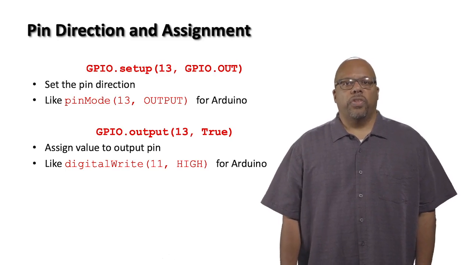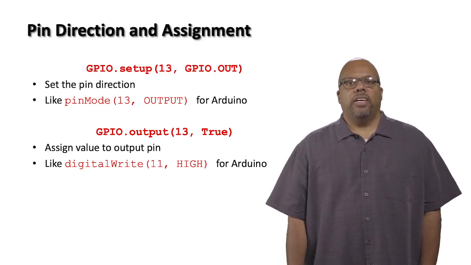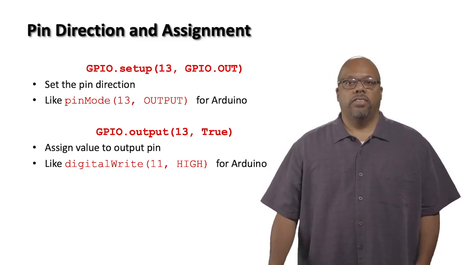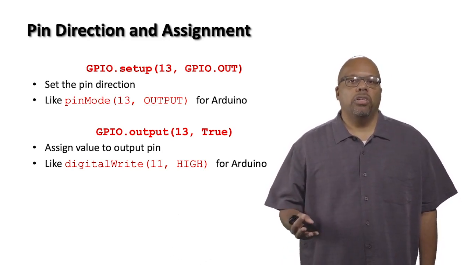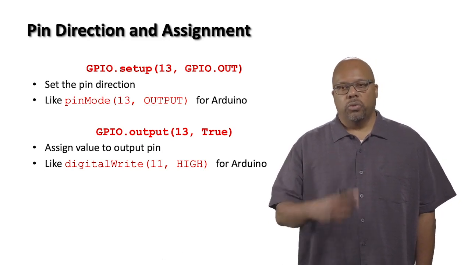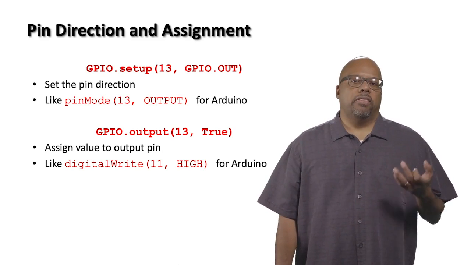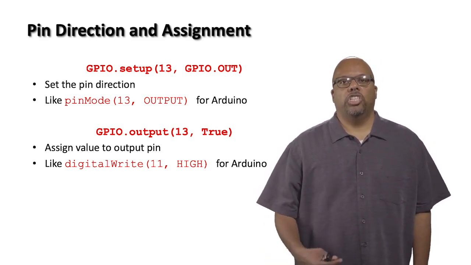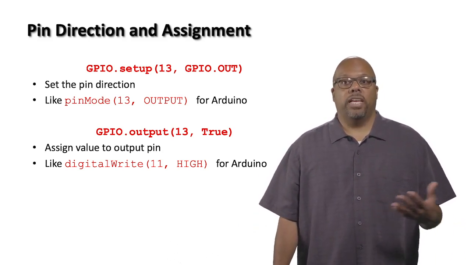So, start off with this GPIO.setup function. Now, what that does is it sets the pin direction. Is it an input or an output? Now, this is the same as the pinMode function in the Arduino. Same operation. So if you look at GPIO.setup, it takes two arguments. First argument is the pin number that you want to set. Second argument is the direction. GPIO.OUT clearly makes it an output. GPIO.IN would make it an input.